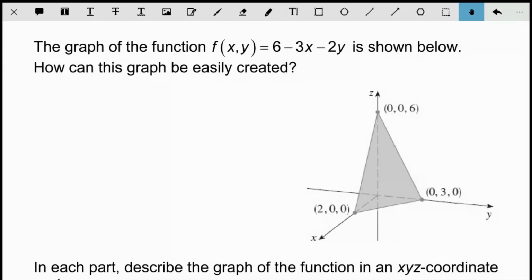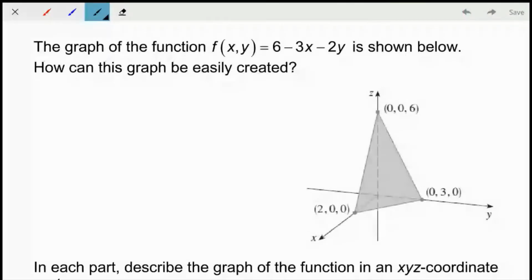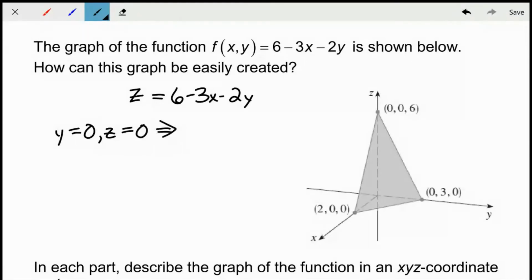So how can this graph be easily created? Well, you sort of have a hint here, right? First of all, this is the equation of a plane. So the way we're thinking of this is sort of like z is equal to 6 minus 3x minus 2y, right? So f of x y is like our z. So if I want to create this graph like I've shown here, I know I have the equation of a plane, but to have a reference to where that plane is located, it's nice to have it fixed to these axes like we've done here. So what we can do is say, okay, if we want to know where we are on the x-axis, we just say y is 0, z is 0, and that gives me x is equal to 2.